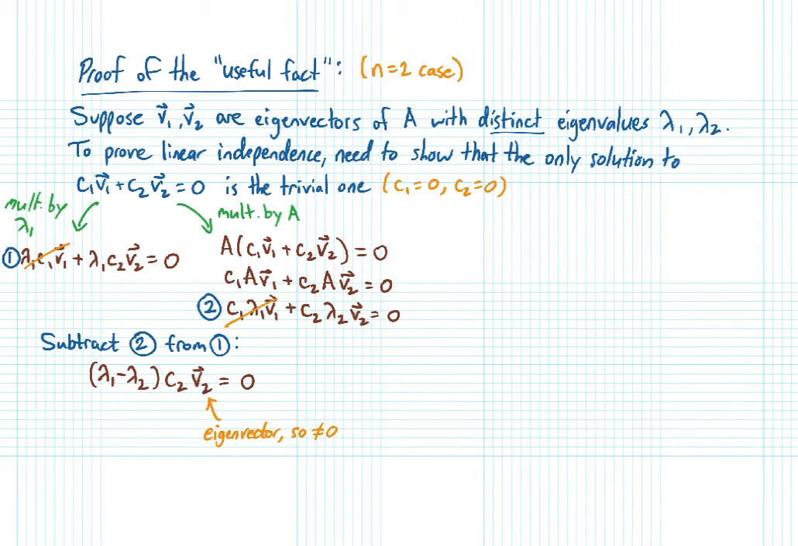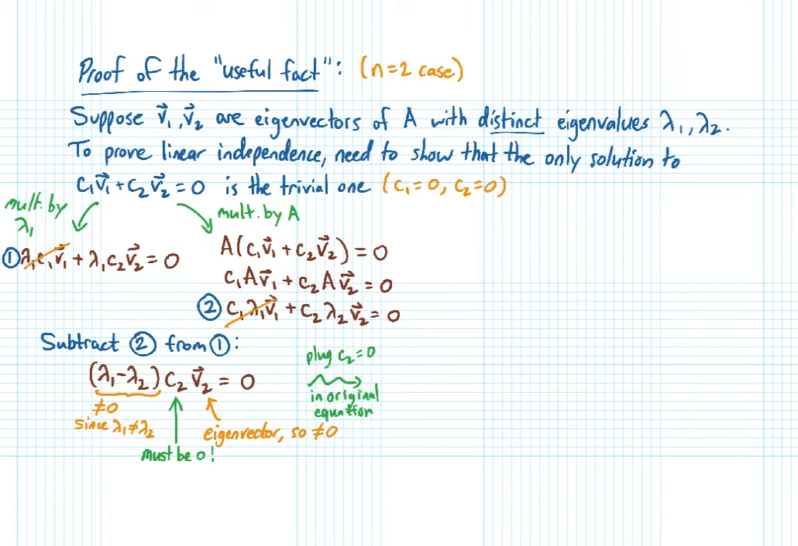Now what do we know about what's here in this equation? Well, we know that v2 is an eigenvector, and being an eigenvector, it has to be a non-zero vector. So v2 is not 0. So how can you get 0 when you multiply v2 by some scalars? The only way that can happen is if these scalars are equal to 0. But we've assumed that lambda 1 and lambda 2 are distinct, and that means that lambda 1 minus lambda 2 has to be non-zero. And so the only remaining possibility is that C2 is 0.